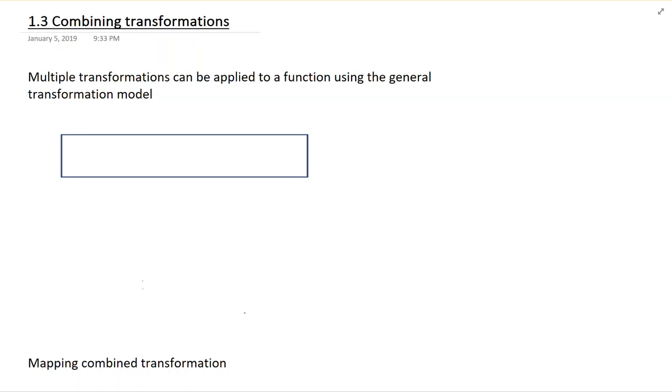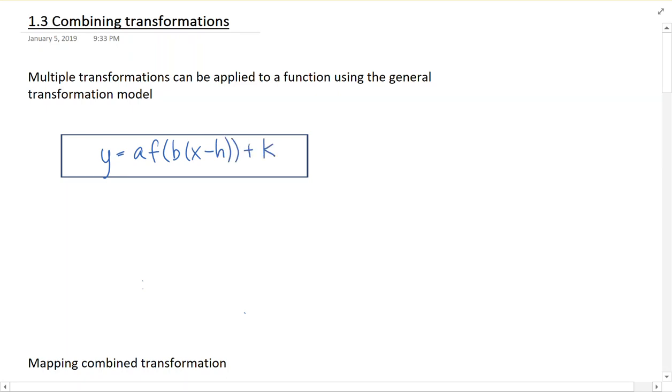Hello, so for the last two sections, we've been looking at different types of transformations, and today we'll be putting all those transformations together. So to start, multiple transformations can be applied to a function using the general transformation model. The equation would look something like this: y = a f(b(x - h)) + k. And we're just going to refresh our memories on these different letters and what they mean.